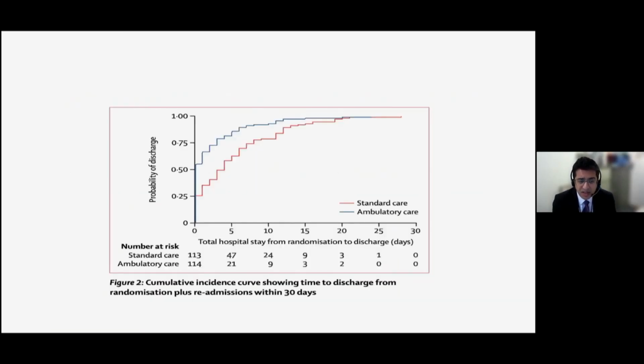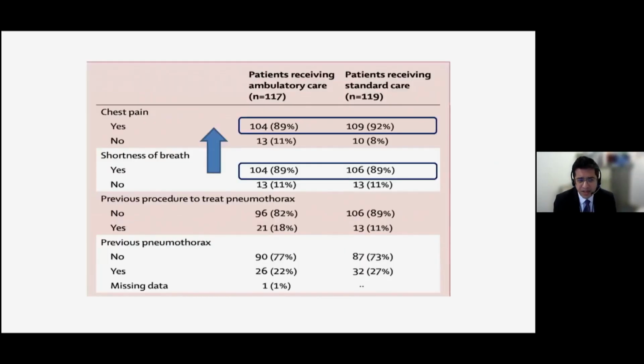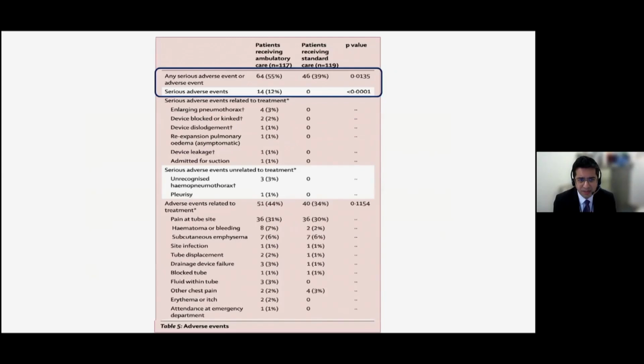And they found that obviously if you inserted an ambulatory drain and the patient was fairly stable with it, they could be sent home and managed as an outpatient. The study included patients who had a previous pneumothorax, included patients who were cannabis smokers, and these patients had high chest pain scores and breathlessness scores, so perhaps more akin to the sort of patients we see as an emergency admission.